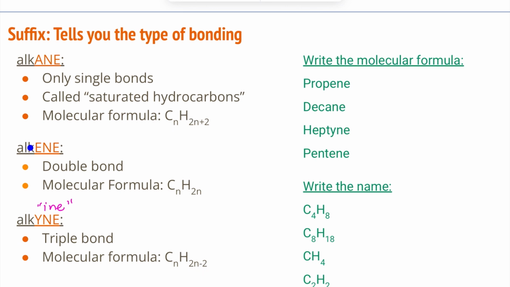And with our alkenes and our alkynes, we're only going to have one double bond or one triple bond in that chain. So if we have four carbons or more, we use a number to state the location of that double or triple bond so that we know exactly where in that chain it is. So if we look at these, let's write the molecular formula using that relationship between our carbons and our hydrogens.